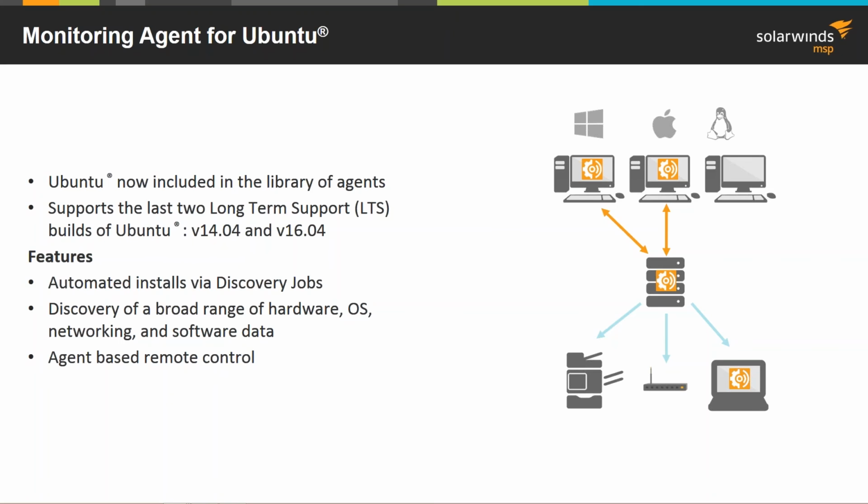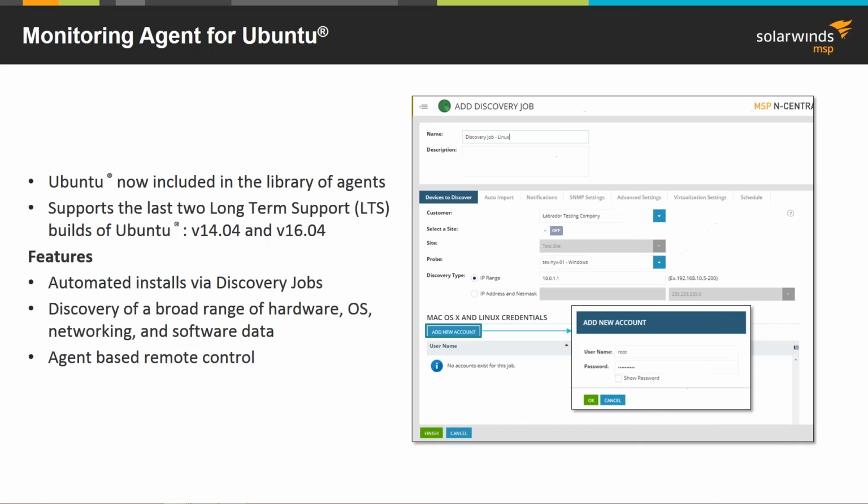Last but not least, we have the monitoring agent for Ubuntu. If you think about what N-Central features today for Linux capability, we do have a Red Hat Enterprise Linux agent that's supported on both Red Hat and CentOS. That has to be manually installed, and in terms of the Ubuntu agent, we now have the ability to support the last 2 long-term support builds of Ubuntu. On top of that, we've even added the capability for the probe to automatically deploy that monitoring agent for both the Red Hat agent and the Ubuntu agent.